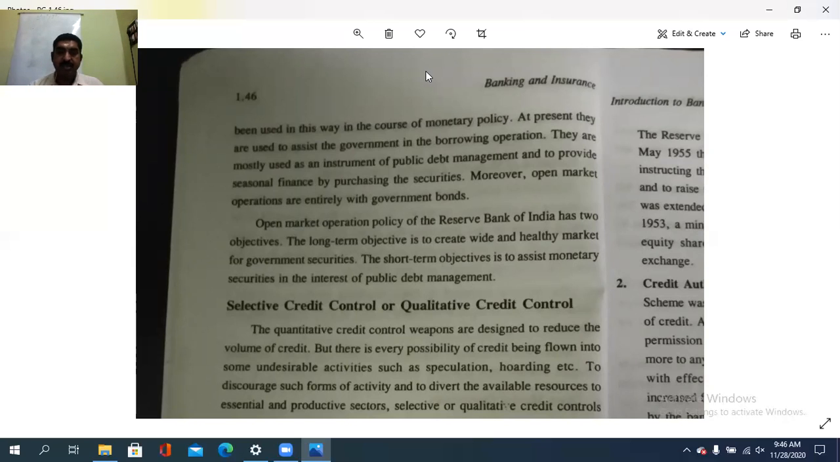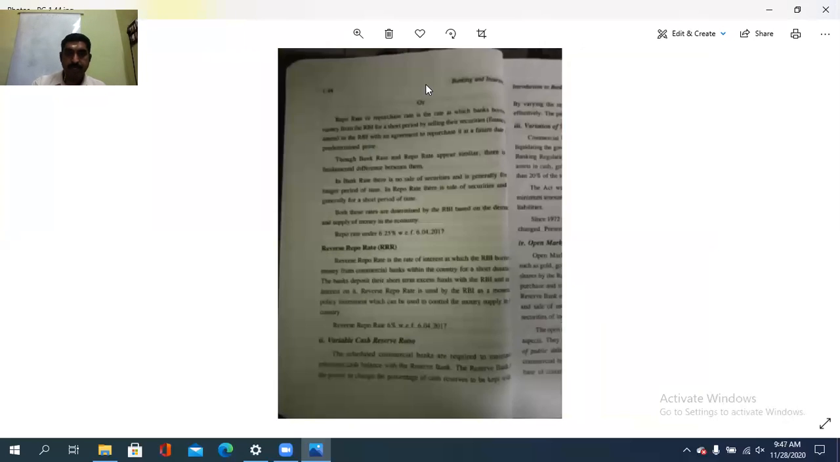So these are the quantitative as well as qualitative control measures to be taken by the RBI. That is also a function of the RBI. So once again, these are the functions of the RBI in total. The monopoly of note issue, that is the first thing. Acting as a banker to government, acting as a banker's bank, or acting as a financial advisor as well as a financial agent. Then custodian of the forex reserve, another one.